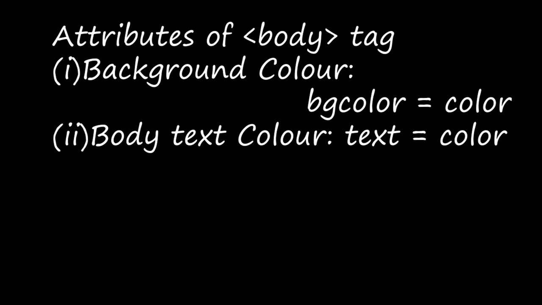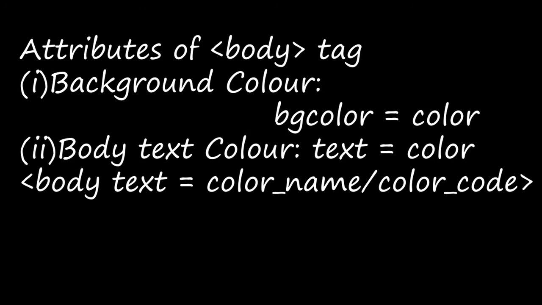The attribute used to change the text color in the body section will be text, right? Body tag first you have to open, and then text is equal to, and then you can give the color name or you can give the color code also, right? Like this, here you can see an example, right? Here they have given the color code, right? This is my browser with different colors. In that page, the text will be displayed in that color, right?